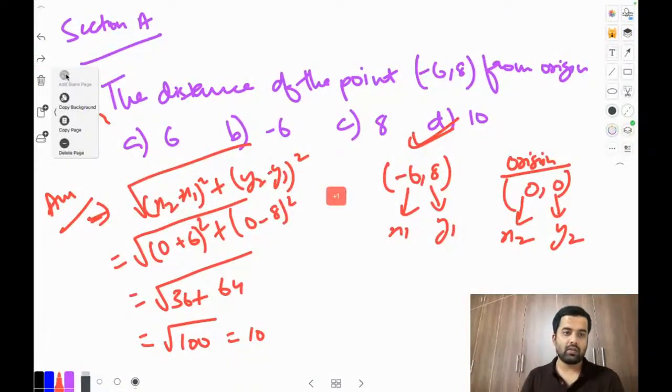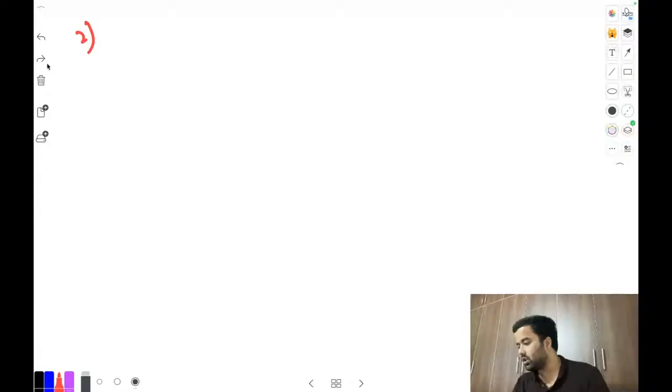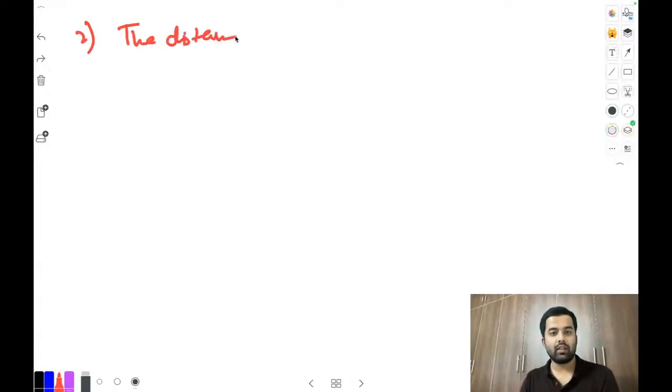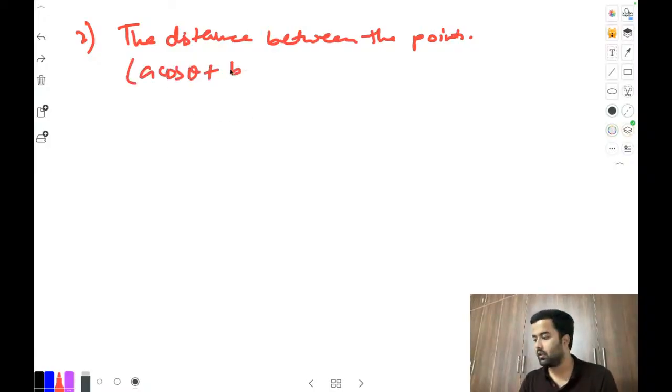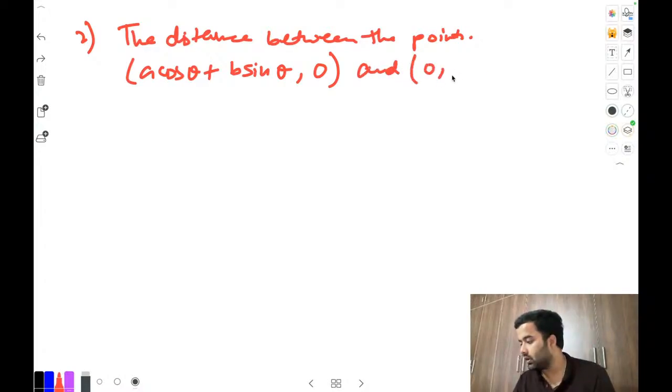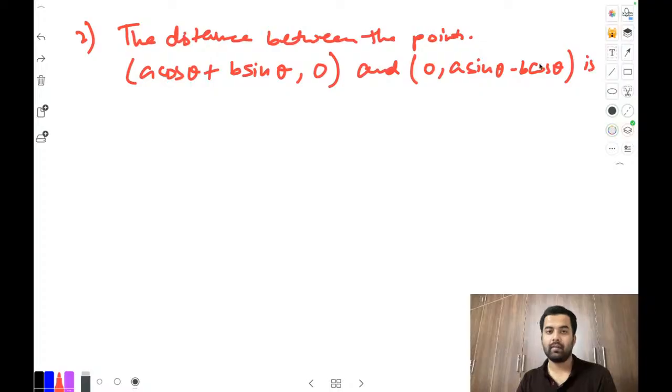Now let's switch to question number 2. Question number 2 is the distance between, this is a little bit complicated, okay? The distance between the points. The points given below: A cos theta plus B sin theta, comma 0. First point is this, and 0, comma A sin theta minus B cos theta is the distance we have to find out.